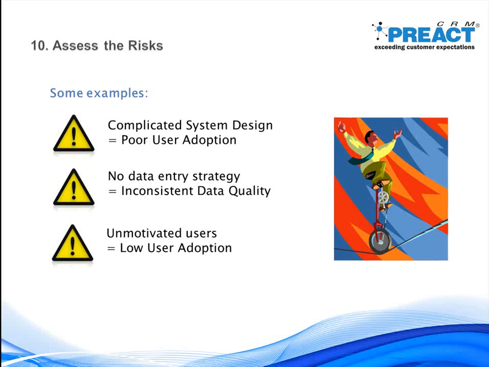We might have another risk where the users don't fill in records properly, so we end up with bad and inconsistent data. So our strategy to deal with that would be to make certain fields mandatory, maybe create a data entry manual for users as well. We might have a risk that says that users are not motivated to use the system, so again, low user adoption. Our strategy, make sure we sell the benefits prior to go live, make sure that we create incentives for people to use the system.